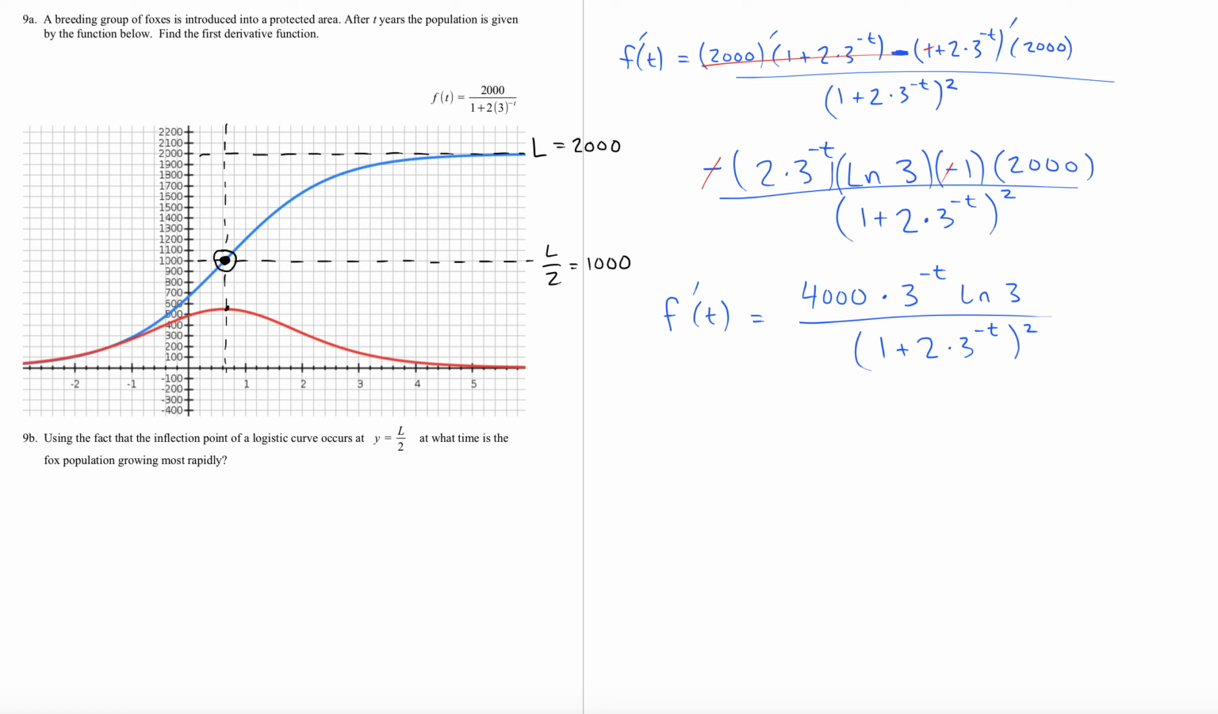Alright, so finding a second derivative for this would be quite tricky, and then setting that equal to 0 could be tricky as well. An easier way to solve this would be just to let the population of these foxes be 1,000. And we could solve for the time that way. So much easier.